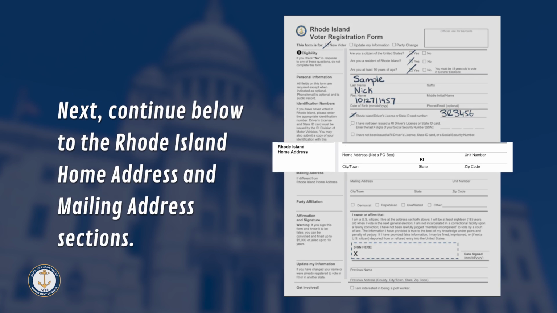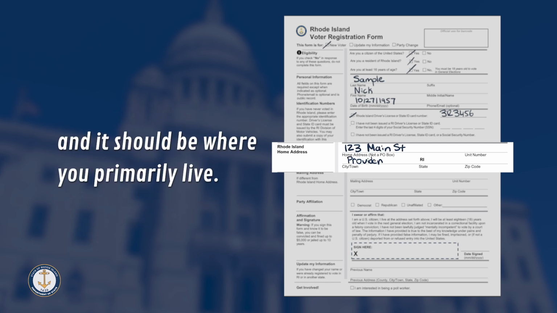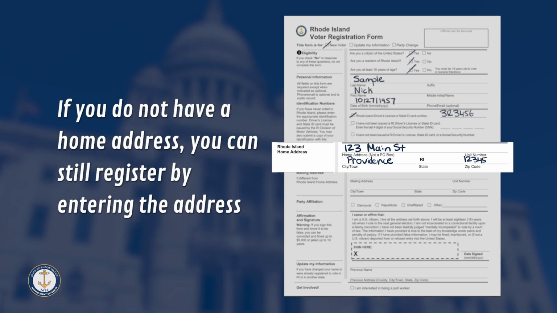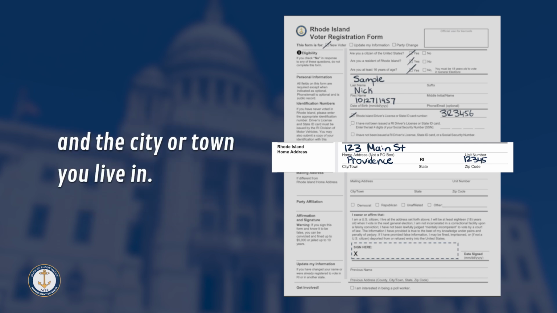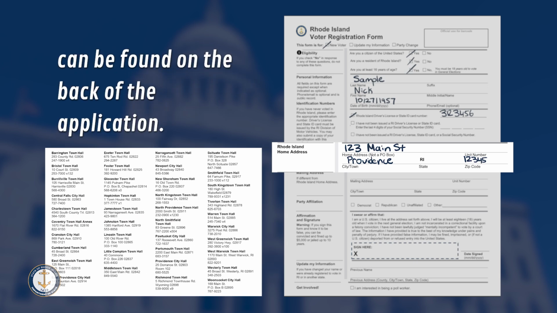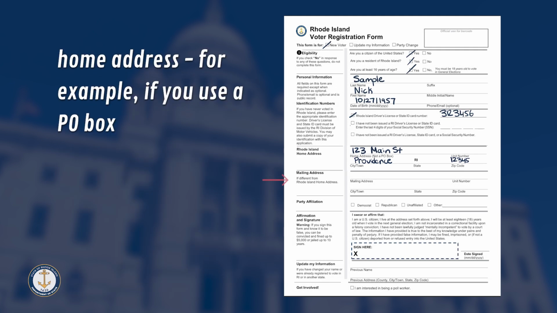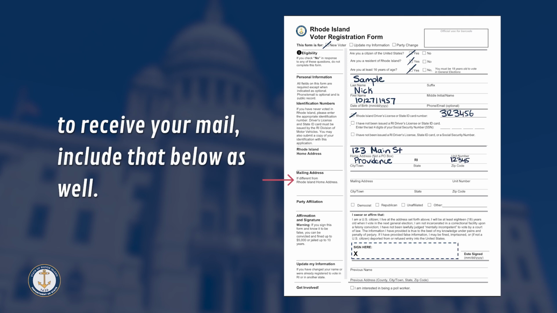Next, continue below to the Rhode Island home address and mailing address sections. Your home address will dictate the district you'll be voting in, and it should be where you primarily live. If you do not have a home address, you can still register by entering the address of your local Board of Canvassers or by writing homeless in the city or town you live in. The address of all local boards of canvassers can be found on the back of the application. If your mailing address is different than your home address, for example, if you use a P.O. box to receive your mail, include that below as well.